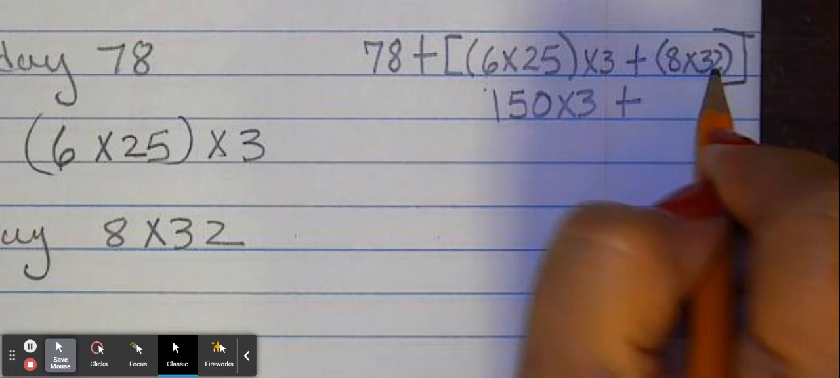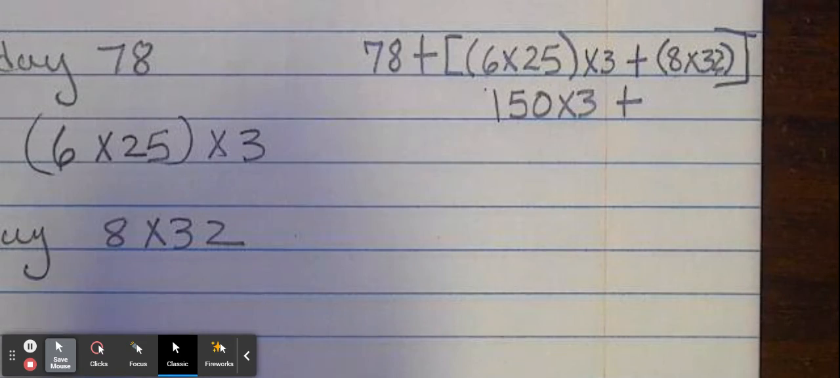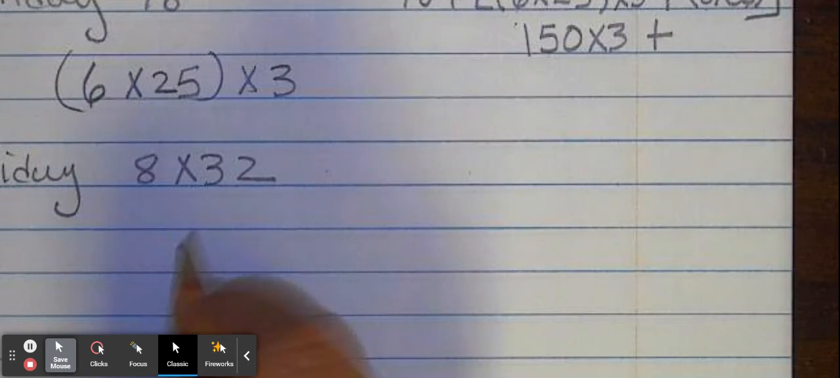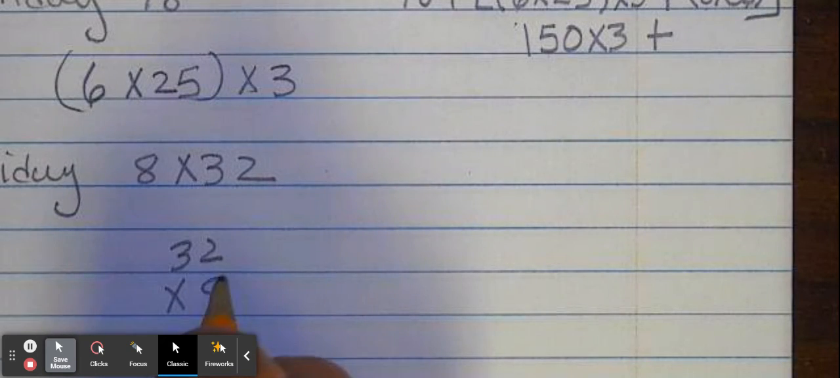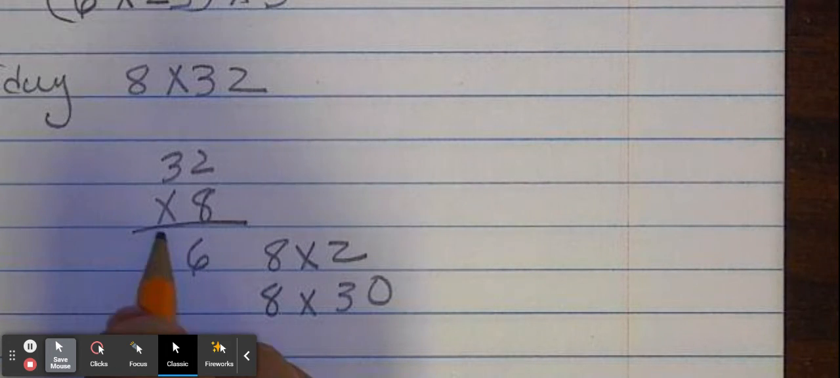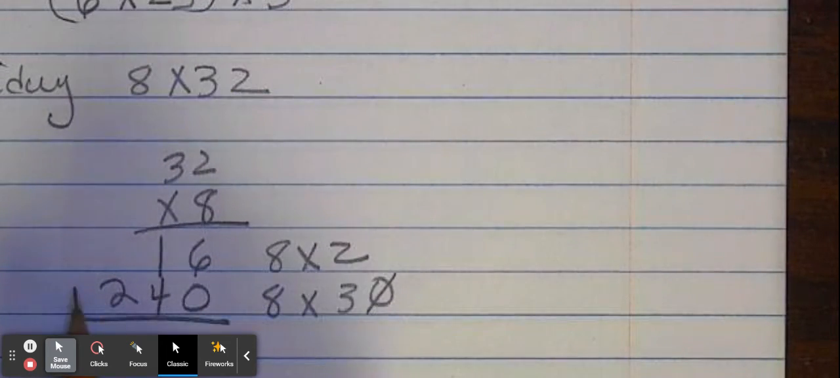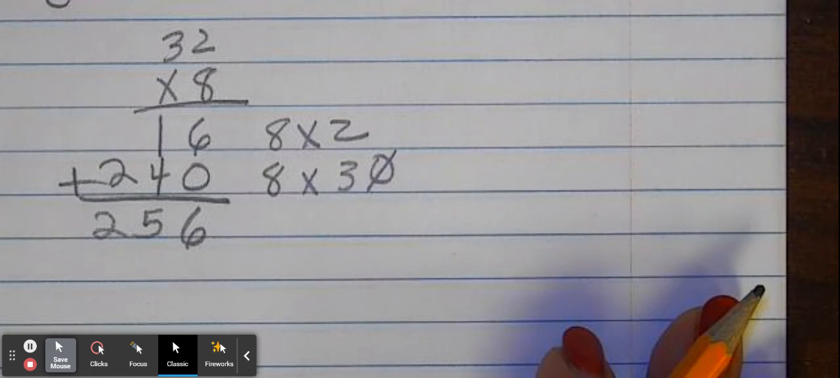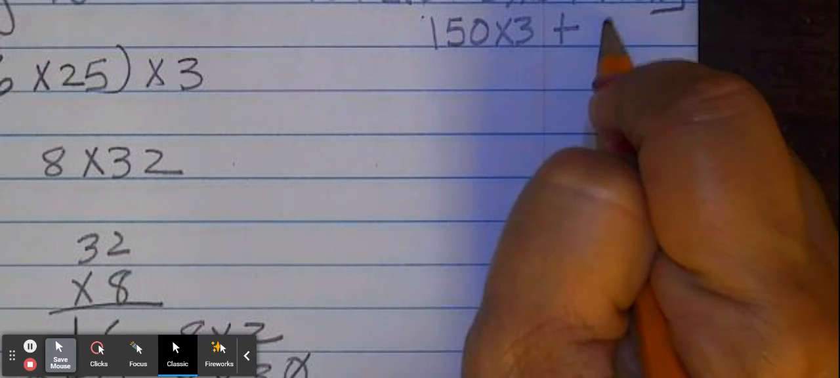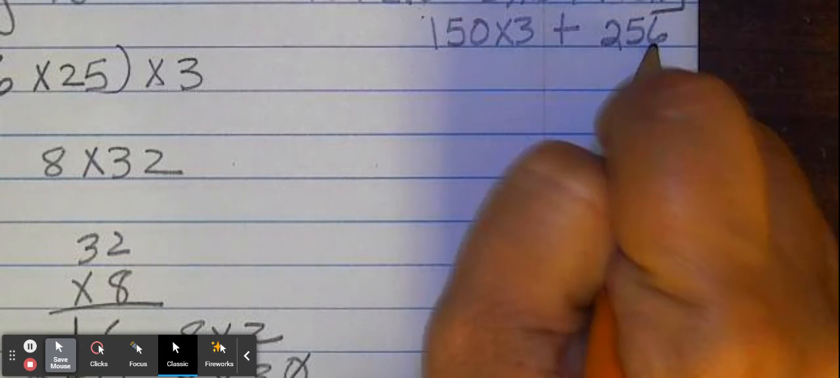plus 8 times 32. Okay, so I'm going to go ahead and bring this over here, 32 times 8. If you get confused, you know that you have 8 times 2 and 8 times 30. 8 times 2 is 16, so you can either regroup it or write it out there. I have 1 0, bringing it here. 8 times 3 equals 24, and then I will add my partial products. That's 6, 5, and 2, so that's 256. So that's where I'm at there.